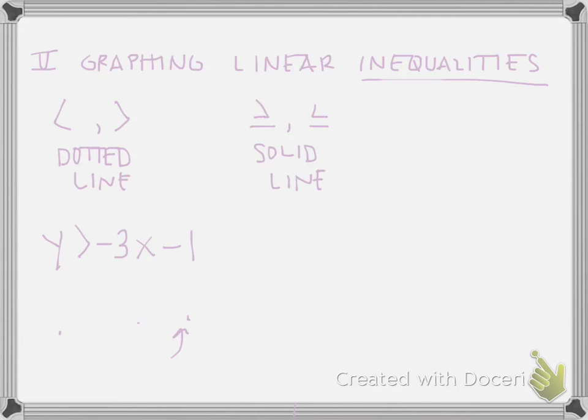The other thing that we have to know is our shading. So dotted line, solid line, and then your shading. If it is a greater than or greater than or equal to, we shade above the line. And if it's a less than or less than or equal to, we shade below.